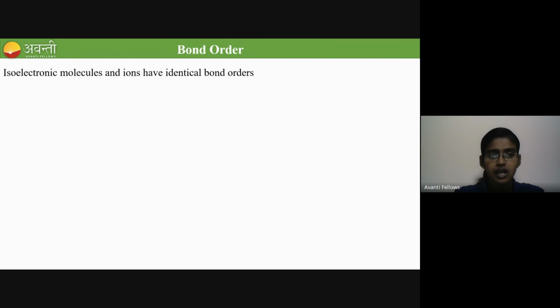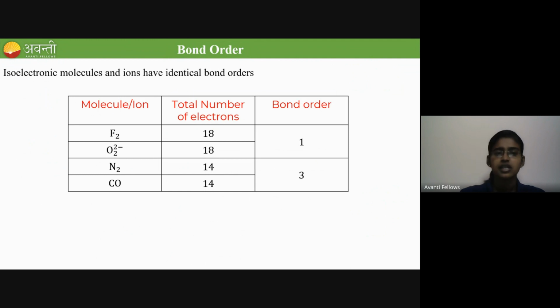And isoelectronic molecules and ions have identical bond order. You see here, F2: the atomic number for fluorine is 9, and 9 plus 9 is 18. And O2 2 minus: the atomic number of each oxygen is 8, 2 oxygens are there, 8 plus 8 is 16, and it has gained 2 electrons, so 16 plus 2 will be 18. So both species have the same number of electrons, so they will have the same bond order. In the case of nitrogen and carbon monoxide, they have the same number of electrons, so the bond order for both molecules is 3.